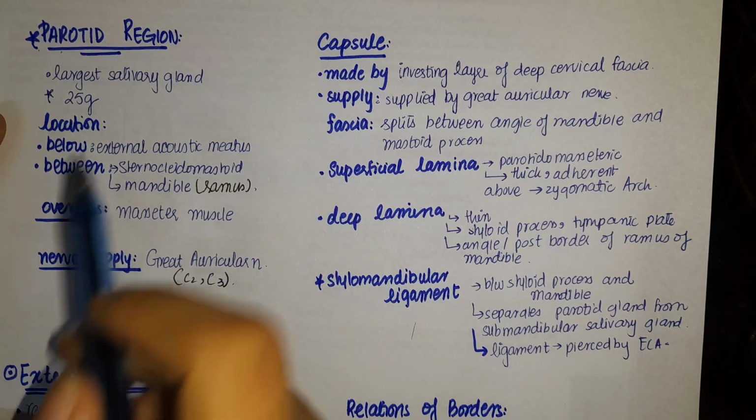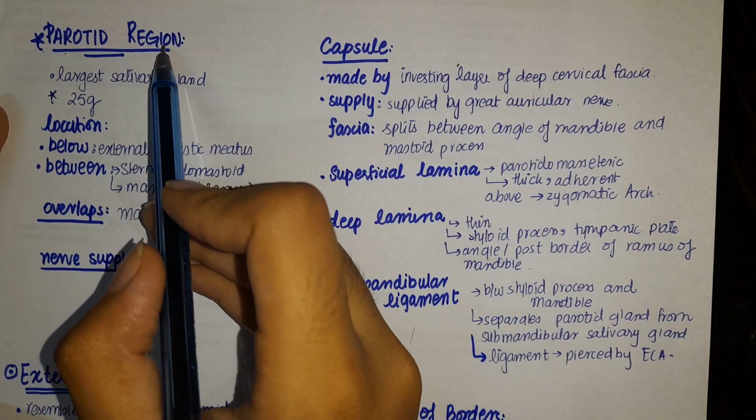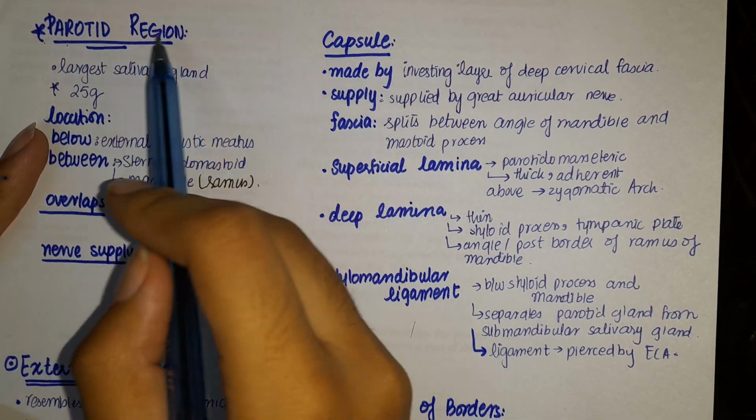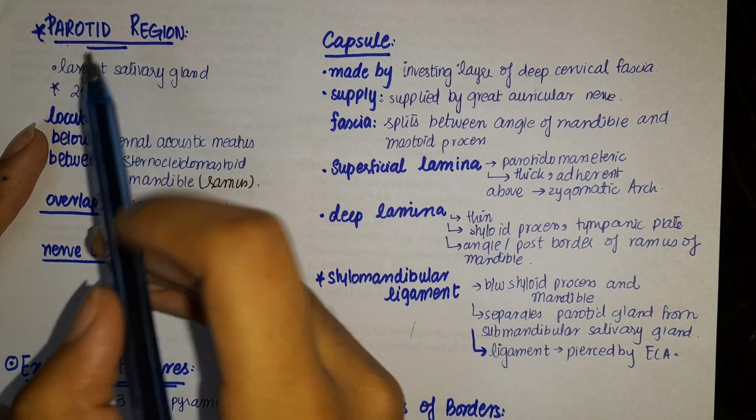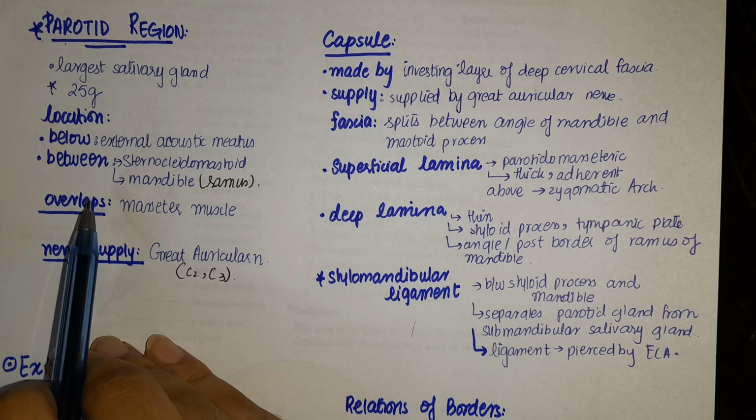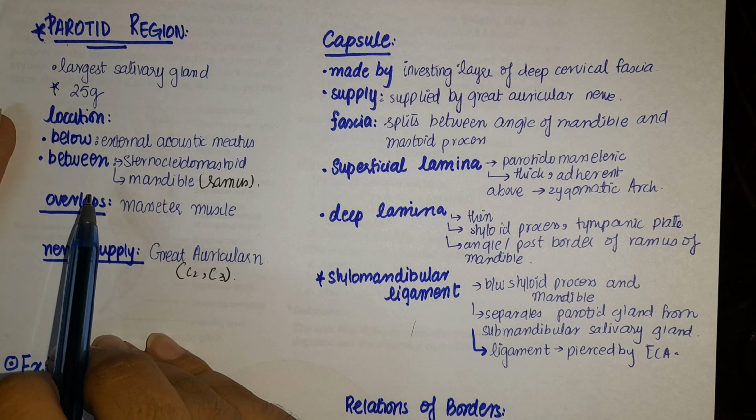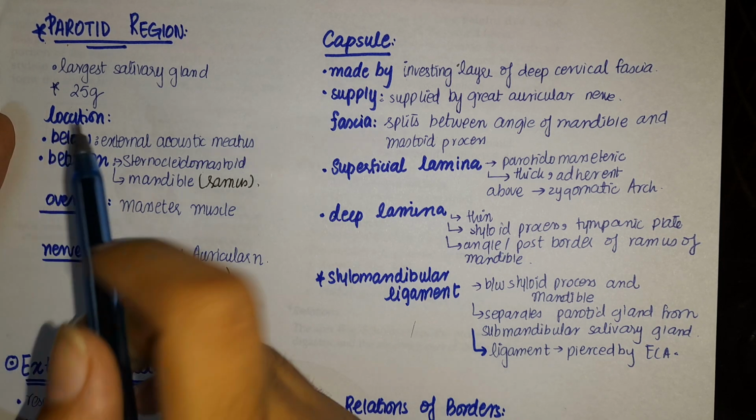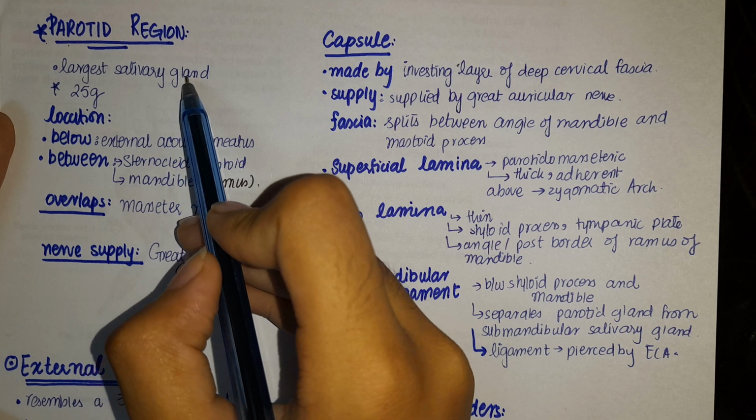Bismillahirrahmanirrahim. In this video, we will mainly talk about the parotid gland that is present mainly in the parotid region. It is the largest salivary gland. There are three major salivary glands: one is the parotid gland, another is the sublingual gland, and the other is the submandibular gland. The parotid gland is the largest of these glands.